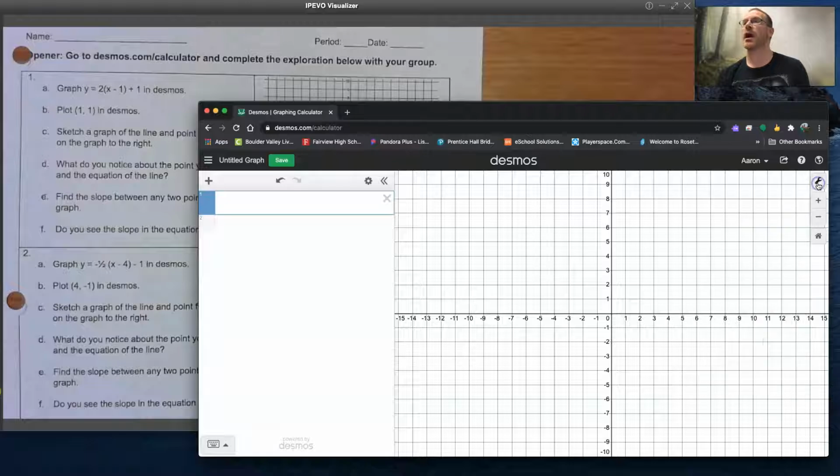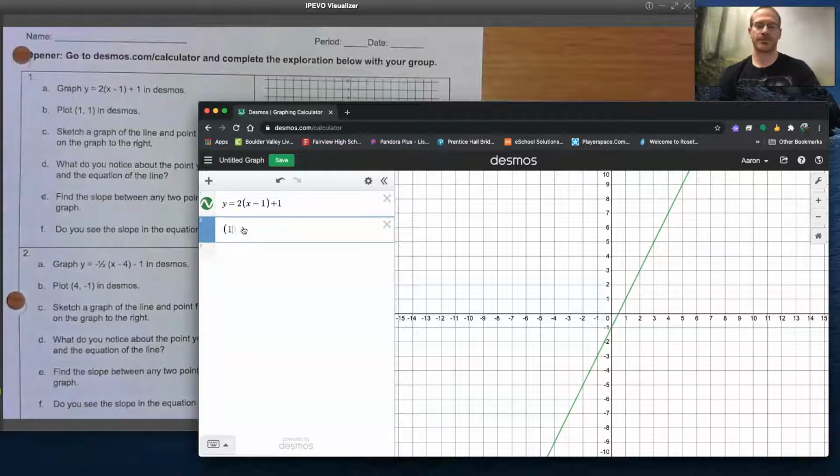So here's what we want you to do. We want you to plot the line, or graph the line. I'm going to type it just like it looks: y equals 2, open parentheses, x minus 1, close parentheses, plus 1. And you can see there's my line. And I'm going to plot the point (1, 1), just like that. You can see that it's purple, and I can see that it's on the line. So that's what we want you to do.